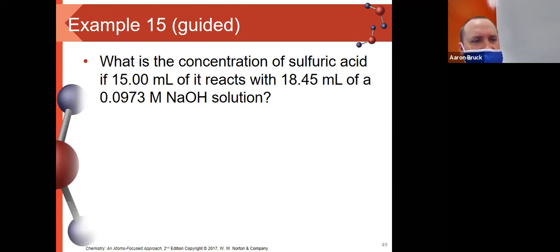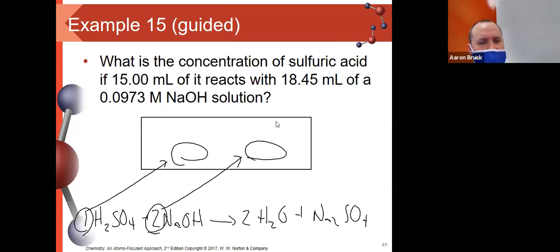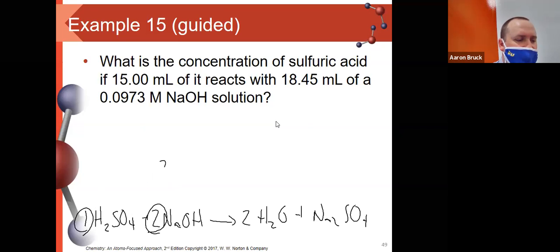What is the concentration of sulfuric acid if 15 milliliters of it reacts with 18.45 milliliters of a 0.0973 molar sodium hydroxide solution? Okay. I'm going to pull that equation I wrote back up because it is the exact equation that is being asked for here.